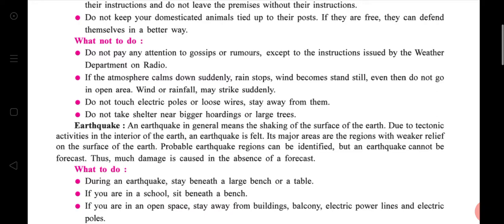Then do not take shelter near bigger hoardings or large trees, because at the time of cyclone, trees and hoardings may fall down. So please stay away from the bigger hoardings and large trees. So here we saw what not to do at the time of cyclone.